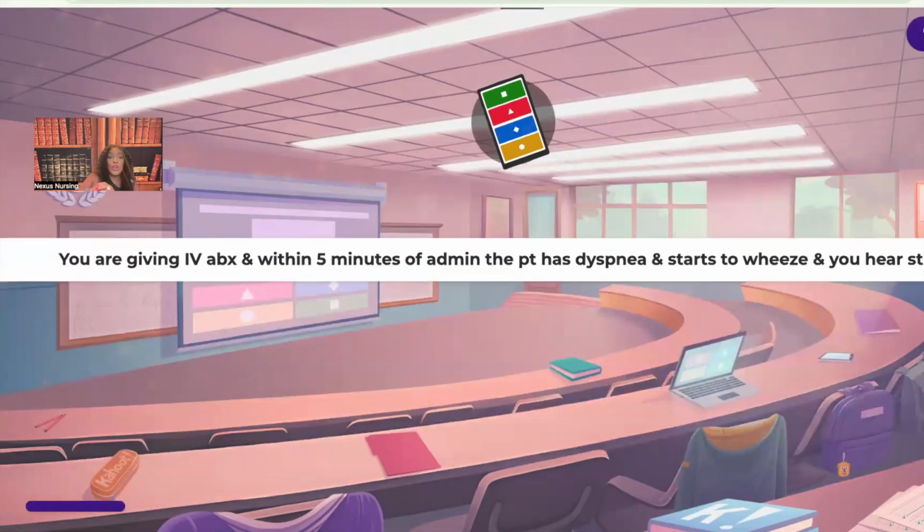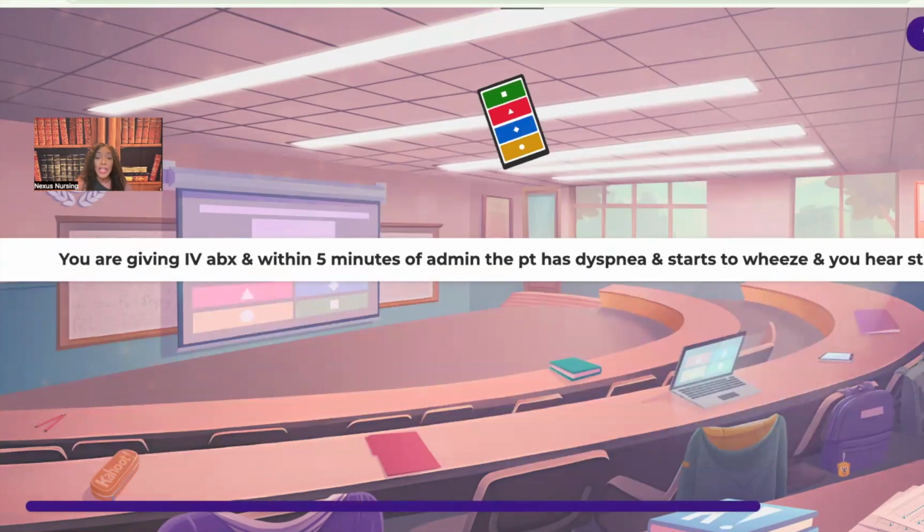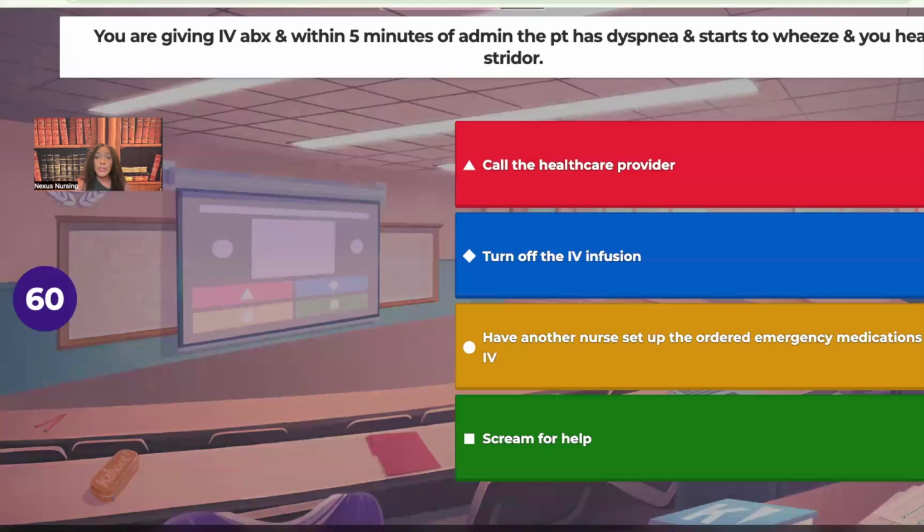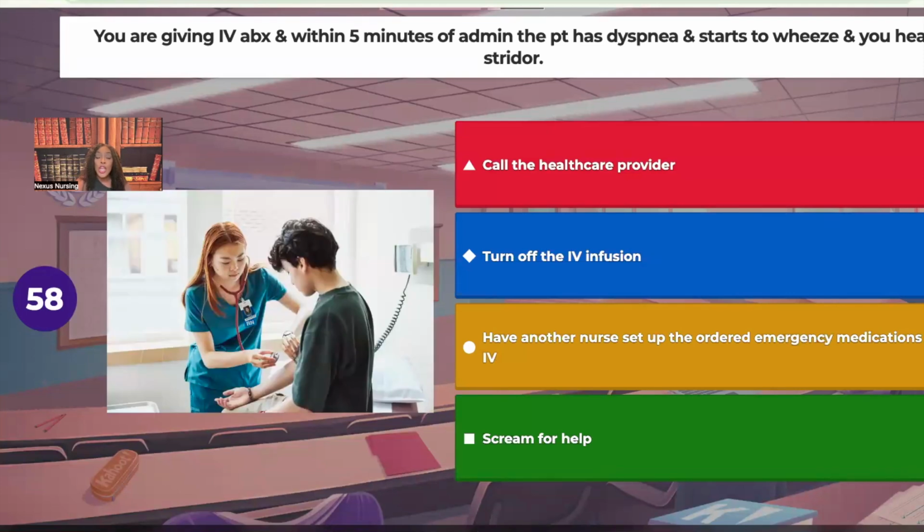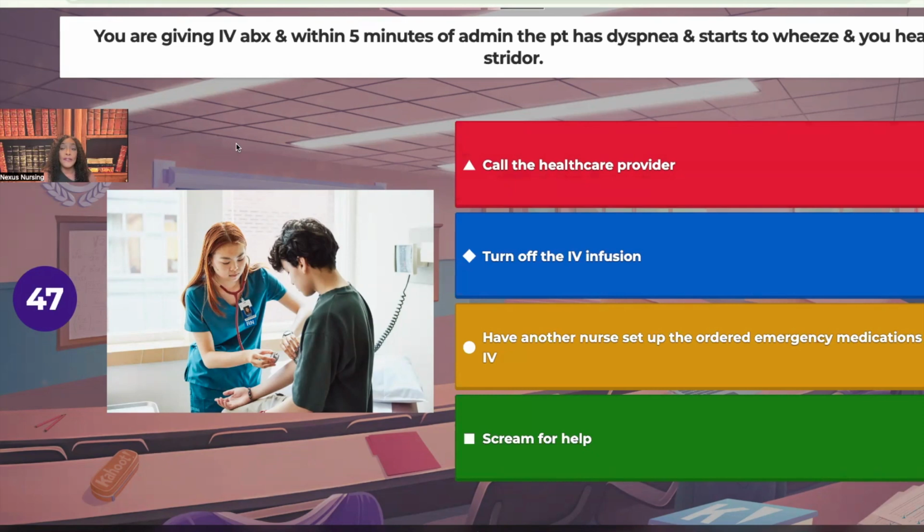Next, put in order. You're giving IV antibiotics, and within 5 minutes of giving the antibiotics, your patient develops dyspnea, they start to wheeze, you hear stridor. What are you going to do? List your actions in order. Put it in order, guys. Take your mouse and move the answers in order from your first action to your last.